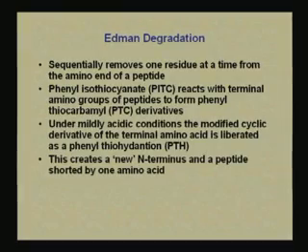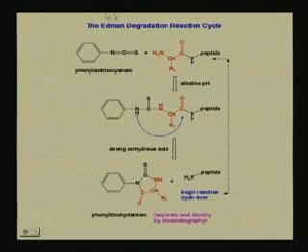Once a new N terminus is formed, the peptide is already shortened by one amino acid. So you can keep on doing that till what? Till you've identified all the amino acids. And what do you know by this? You know the exact sequence of the polypeptide chain. Okay, that is what is important here. So we have a PITC that reacts with the terminal amino groups, and then we have certain derivatives formed. Okay, so this is basically what happens.